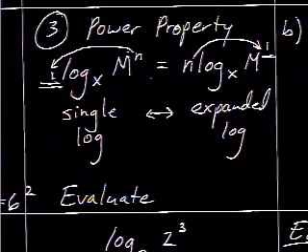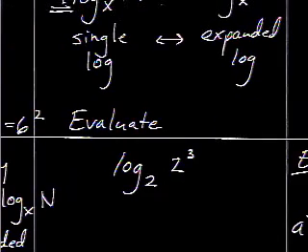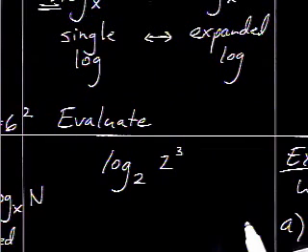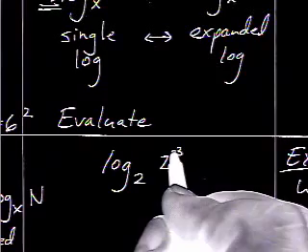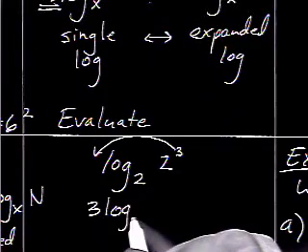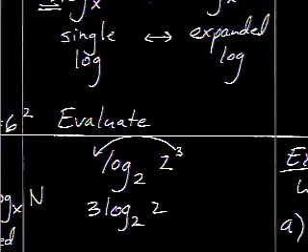All right, so evaluate log base 2 of 2 to the third. Well, let's see here. According to that power property, I can take this and I can move it down. So we have 3 times log base 2 of 2.